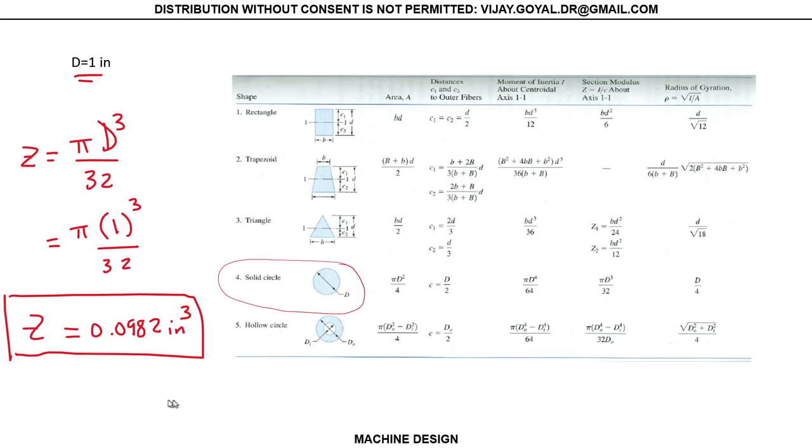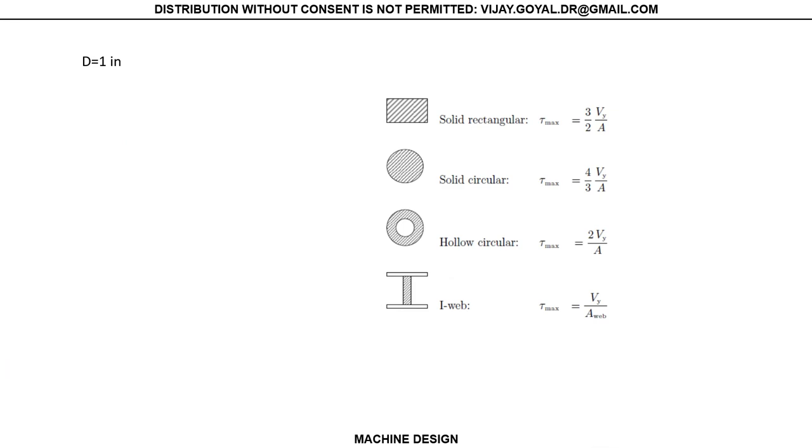Remember, z is used when I calculate the bending. That would be M over z. Okay, that's where I use the value of z. The second thing I need to know is what my effective area is, because I want to find my tau, that's V over A effective.